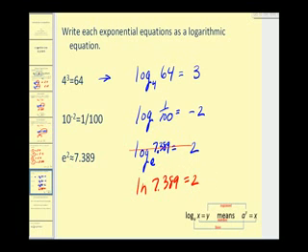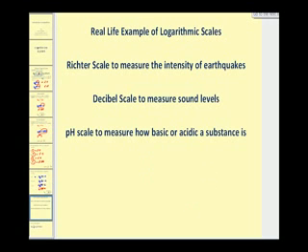Okay, now you might be asking, what's the big deal with logarithms? Well, there are a lot of logarithmic scales used in real life. Three of the most common ones are the Richter scale to measure the intensity of earthquakes is a logarithmic scale. A decibel scale to measure sound levels is a logarithmic scale, as well as the pH scale to measure how basic or acidic a substance is. That is also a logarithmic scale. So if you search any of these online, you'll notice that they all involve logarithms.